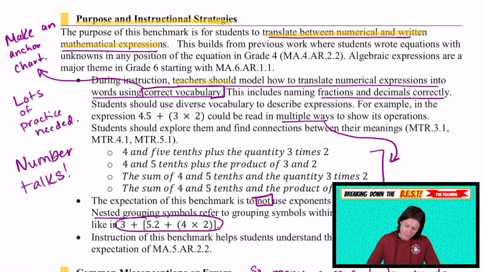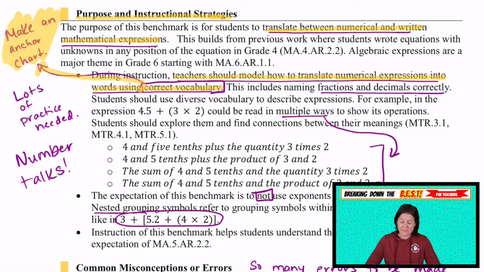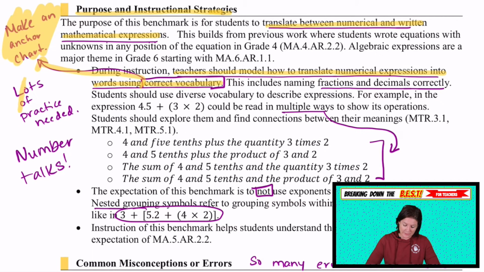It says teachers should model how to translate numerical expressions into words using correct vocabulary. I would suggest making an anchor chart with all the different vocabulary that you could see, like the sum, the difference, the product, the quotient, half of, finding the difference of, subtracting this from that, with different examples that they can see, because this is a pretty heavy standard and requires lots and lots of practice.